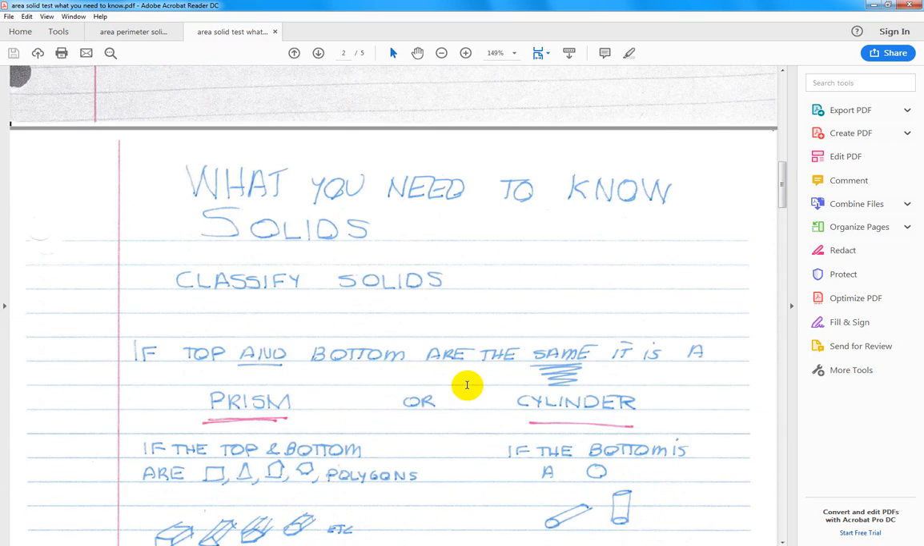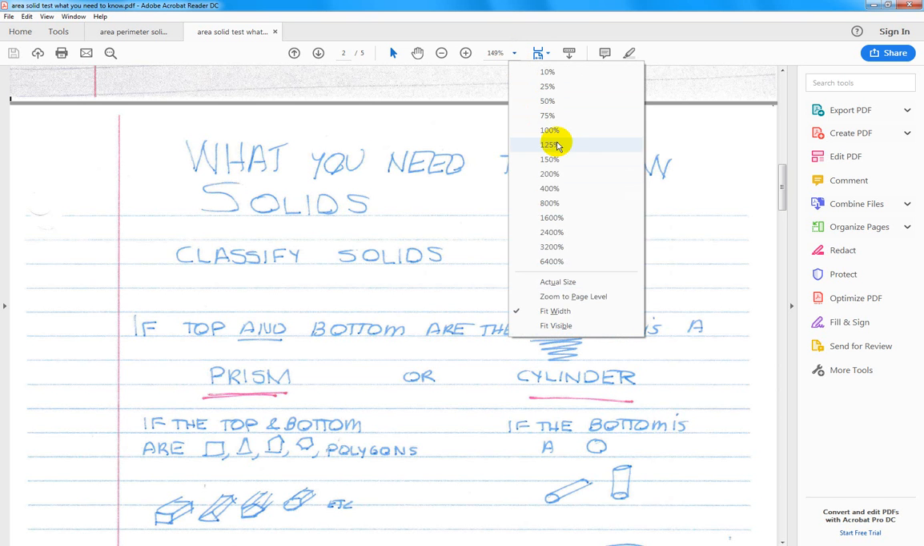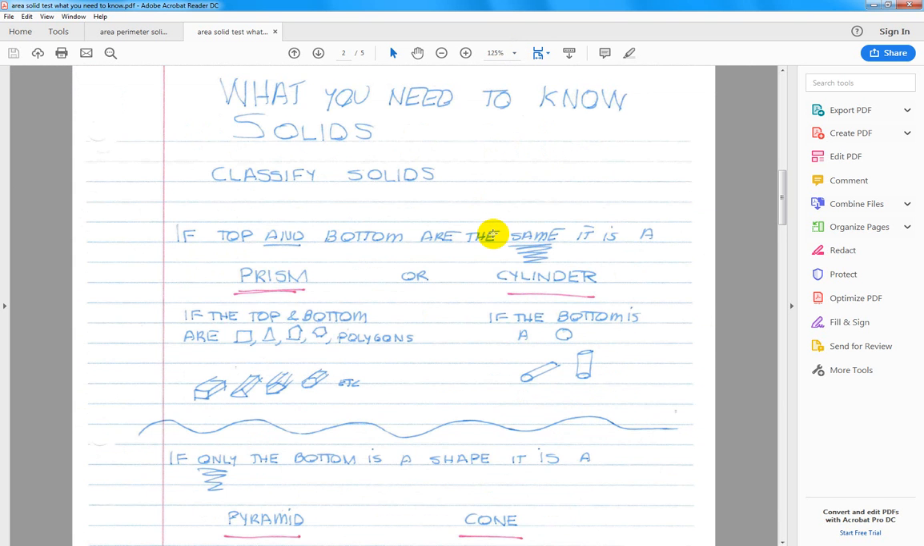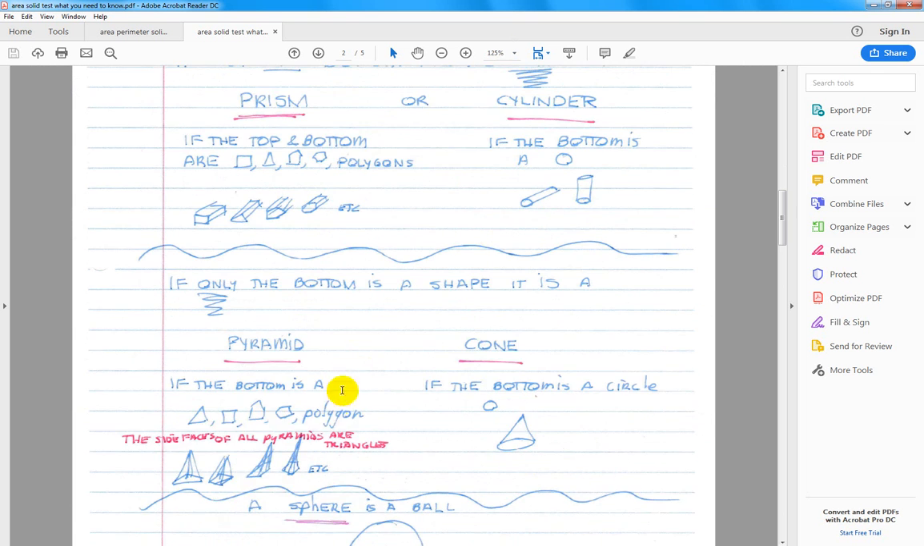Now, what do you need to know about solids? You need to know how to classify solids. Okay, so if it has just a point on the top, then it's either a cone or a pyramid. If it's circular on the base, then it's a cone. If it's not circular, if it's one of these other shapes, polygons, then it is a pyramid.